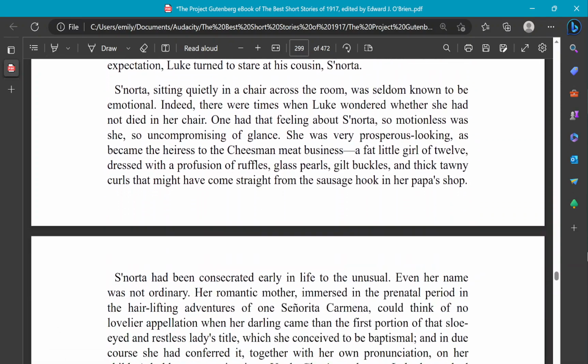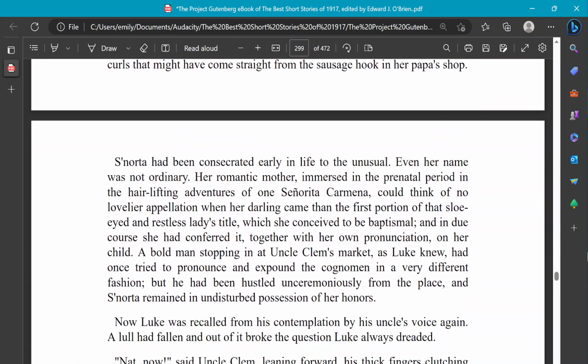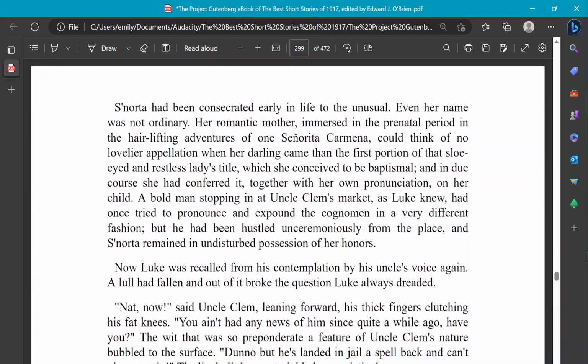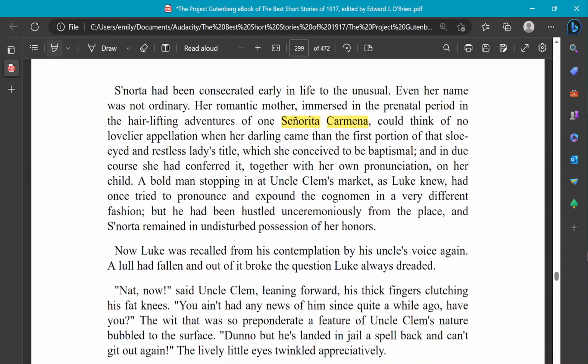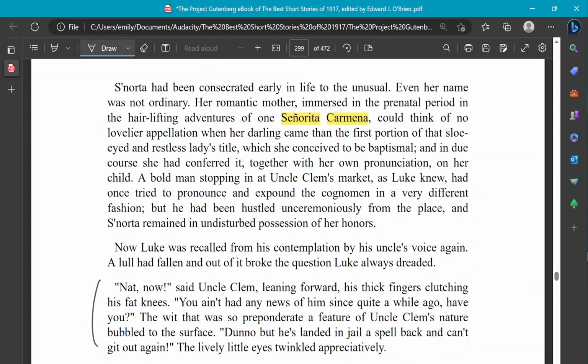I love this kind of colloquial stuff. Snorta, probably going to say snorta. And here, even though I know how to say it, because I don't want to trip on it, I just kind of highlight special words. Senorita, senorita, right? Make sure that I say that right. And this is Uncle Clem again.